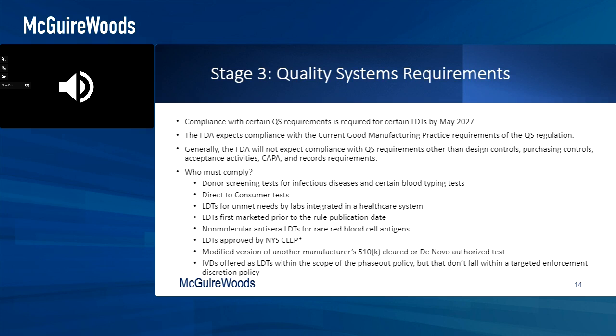And again, those are largely the design controls, the purchasing controls, acceptance activities, CAPAs, record requirements. So really making sure that you can document the life cycle of your device, and you document that the device works and this is what happens. We've got these controls in place. And this is going to be really critical.